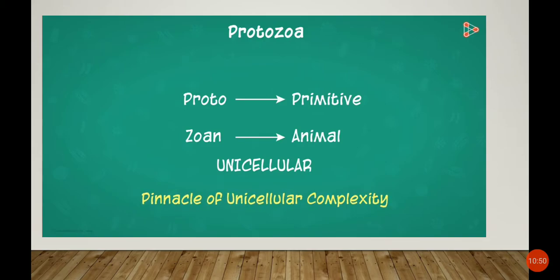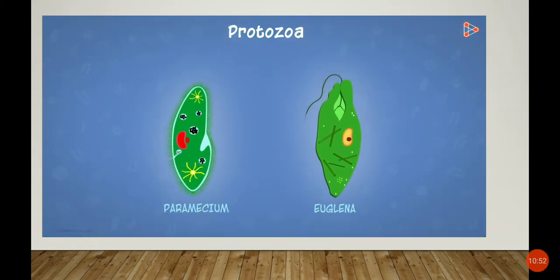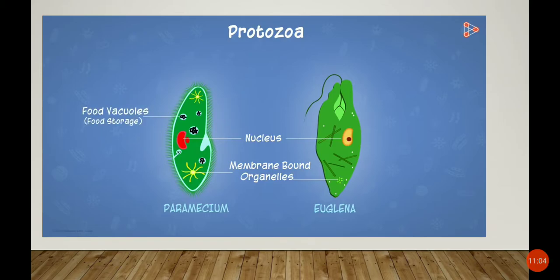So what do you think will be their structure? Well, they have a typical eukaryotic cell structure. The nucleus and the membrane-bound organelles form an integral part of the cell. Many of them possess food vacuoles which are used to store food. And these cells do not have a cell wall. Are there any more special features?